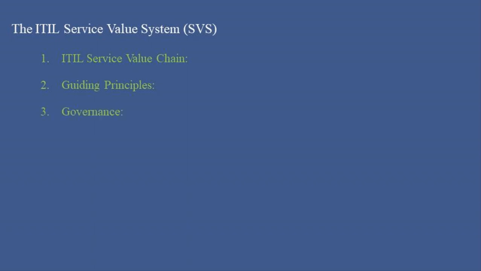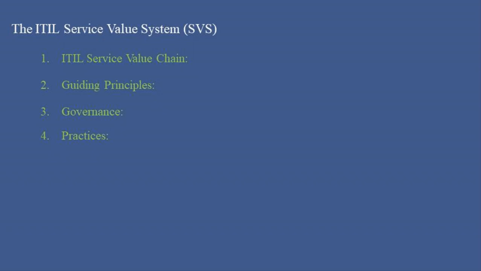3. Governance. This component ensures that the policies and strategies of the organization are actually implemented and that the organization's management processes are effective. It's about making sure that the organizational activities align with the direction set by the governing body. 4. Practices. In ITIL 4, processes are now called practices, and they encompass more than just processes.